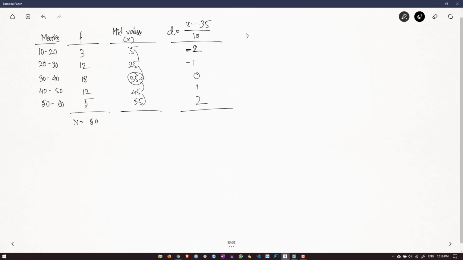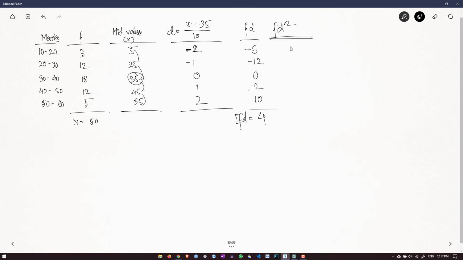Now to calculate standard deviation or variance, we need fd and fd square, just like the last example. So fd is 3 into minus 2. So this is minus 6, minus 12, 0, 12 and 10. So the total of this: minus 12 and 12 got cancelled, and 10 minus 6 is 4. So this is summation fd.